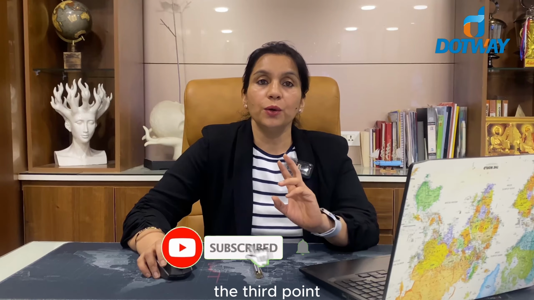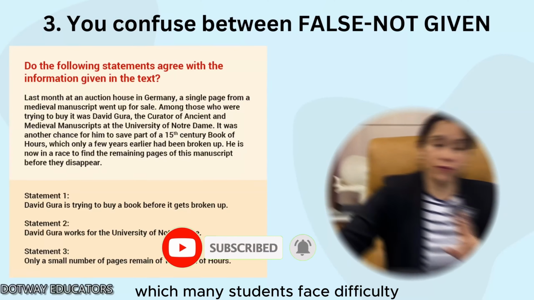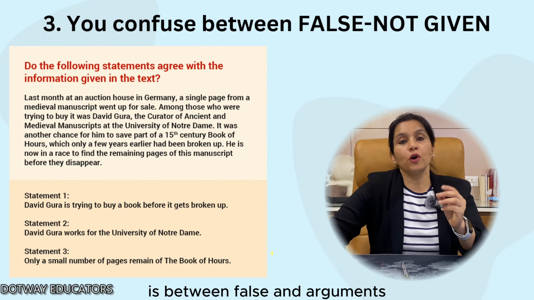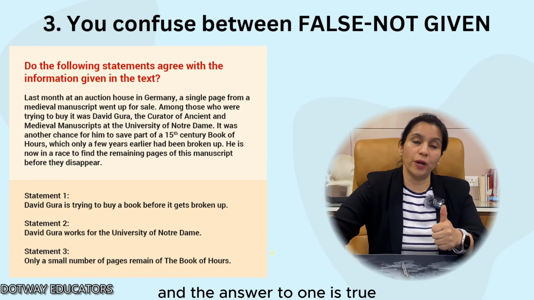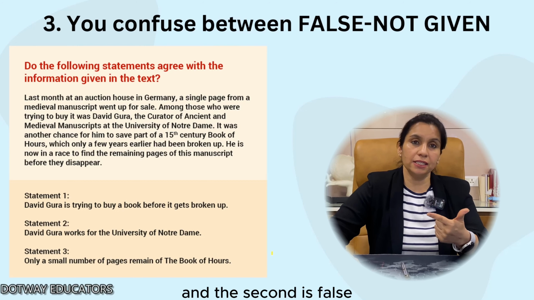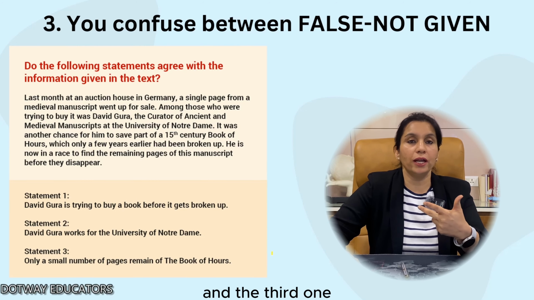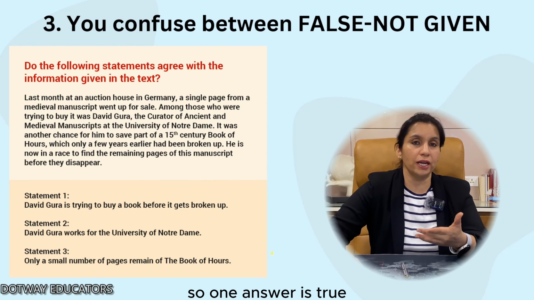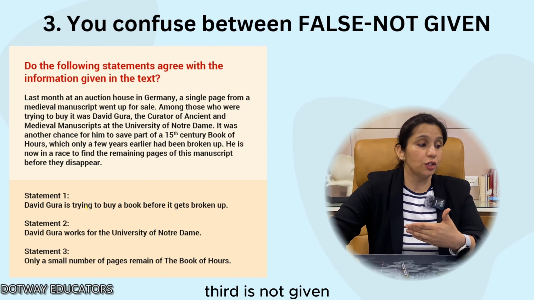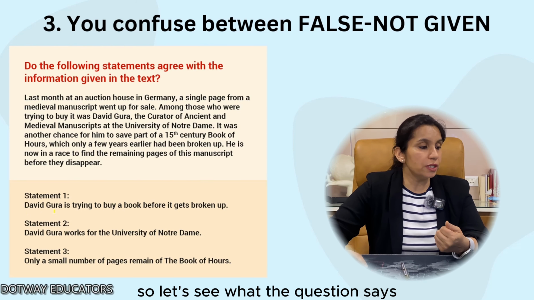The third point which many students face difficulty with is between false and not given. So I have three statements and the answer to one is true and the second is false and the third one, so I am not talking in the sequence but it could be anything. So one answer is true, one answer is false and the third is not given. So let's see what the question says.